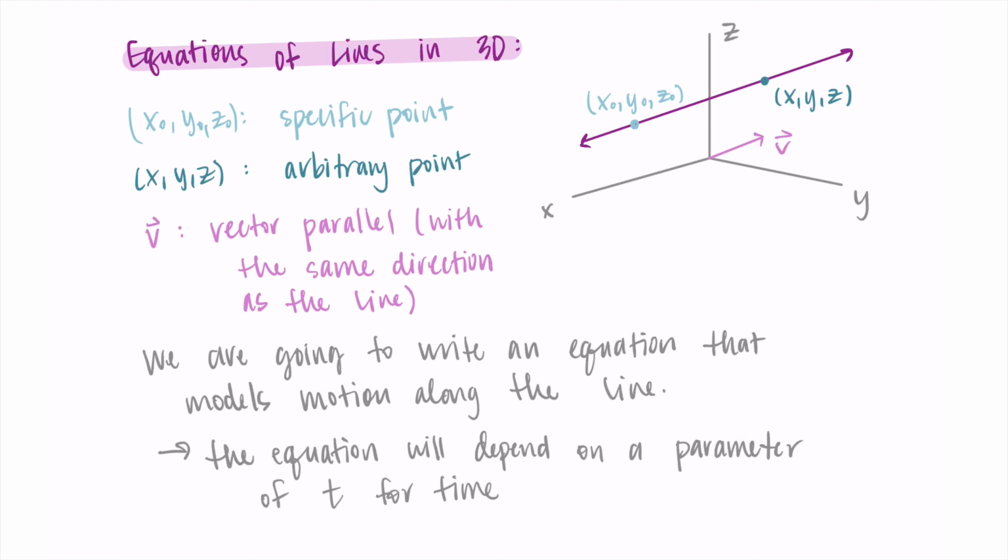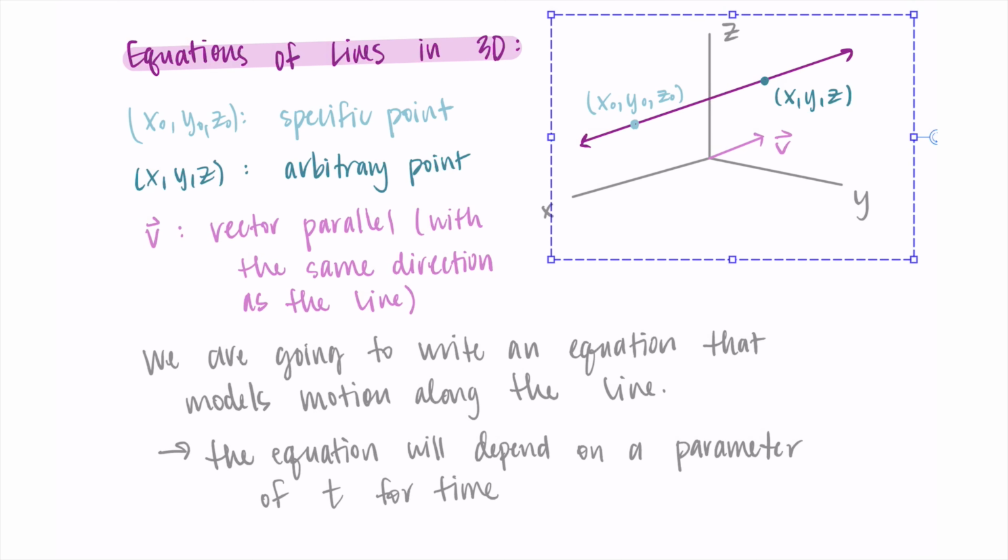Okay, so far I'm just setting the scene. We have a point on the line, we have another arbitrary point on the line, and then we have a vector going in the right direction. So this is the information we're going to need to come up with an equation that models motion along the line. And that motion along the line is just going to help us get the equation for the line. So let me copy this image and I want to talk through some more components of it. I'm going to put some more information on there.